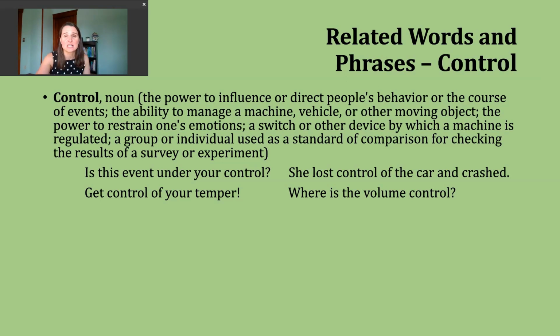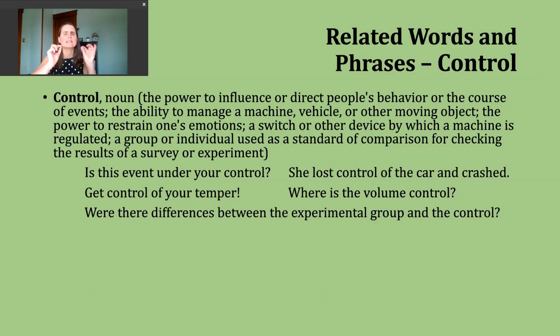Now, the fifth definition of this noun control is very specific in the study of science. So if you happen to be taking a high school science course or a college science course and you're going to do lab work, you're going to do experiments, you're going to hear this word control used. So a control, again, connected to this very narrow scientific meaning here, is either a group or some individual that's used as a way for us to compare and check the results of some type of an experiment.